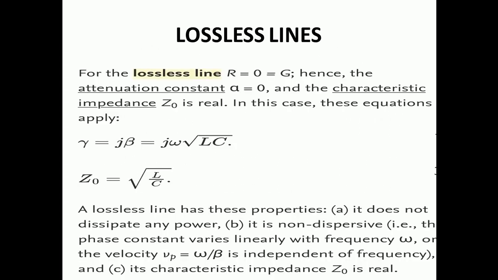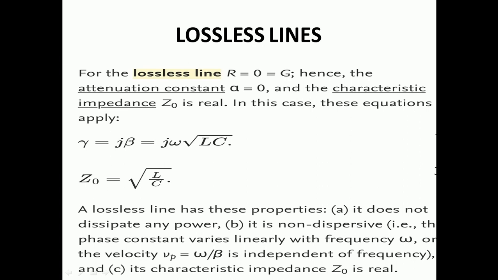Then comes the definition of a lossless line. For a lossless line, resistance R is equal to 0, and conductance G is also equal to 0. So automatically the attenuation constant alpha becomes 0 and the characteristic impedance Z0 will become a real number instead of a complex number. So when I apply it in the equation gamma equal to alpha plus j beta, alpha becomes 0. I am left with j beta, where beta is omega root of LC. So we know that the definition of Z0 is equal to root of L by C.